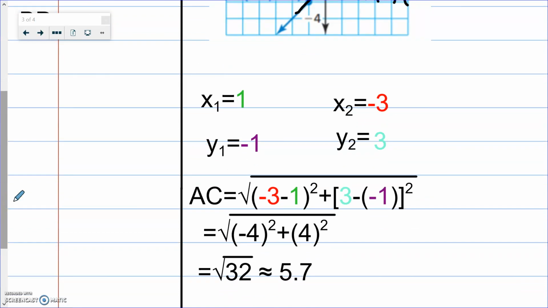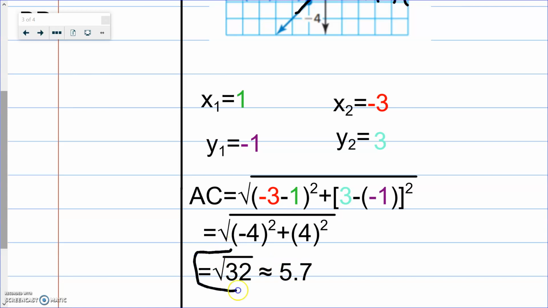Come back in, and we're going to type in everything inside the parentheses. Type in -3 minus 1, which gives us -4. 3 minus -1 gives us 4. -4 squared is 16. 4 squared is 16. 16 plus 16 is 32. So we take the square root of 32, which is roughly around 5.7.